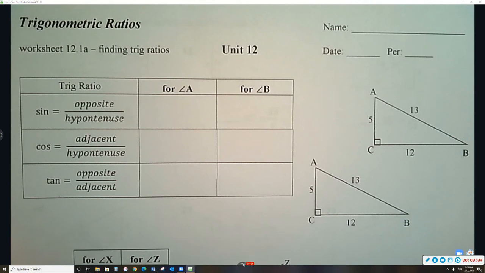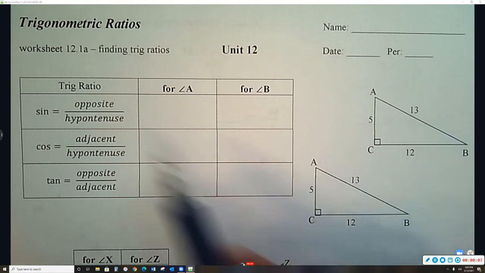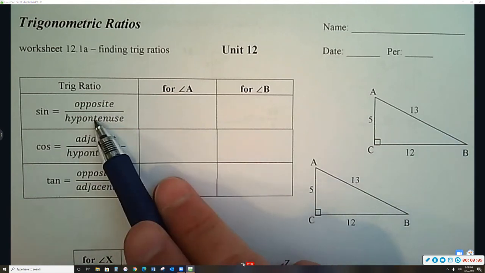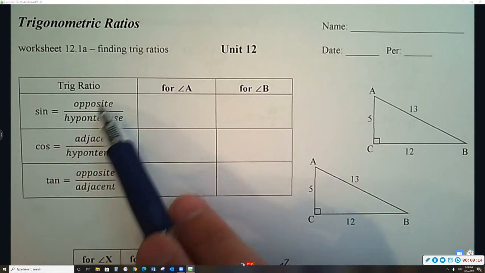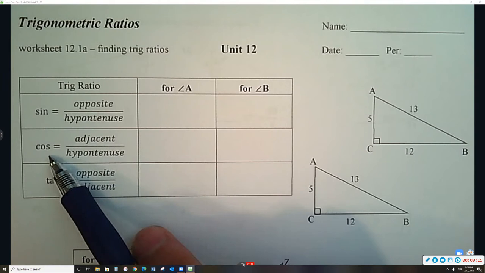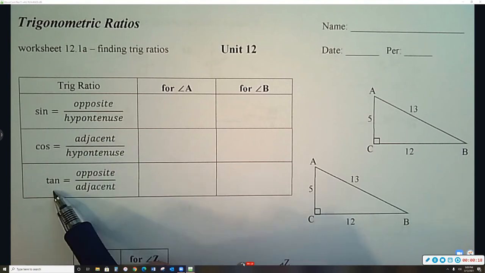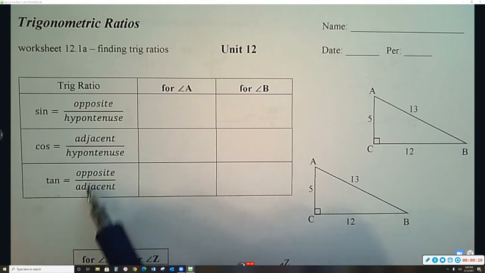Here are more examples for today's assignment. So here are the trig ratios, right? How they were defined in the notes. Remember, sine of a certain angle is opposite over hypotenuse. Cosine of an angle is adjacent over hypotenuse. And then tangent of an angle is opposite over adjacent.